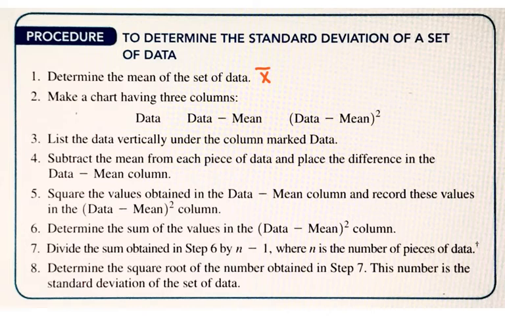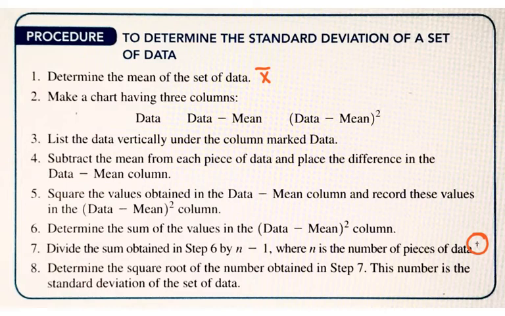Step number 7 will be to divide the sum obtained in step 6 by n minus 1, where n is the number of pieces of data. So when we are dealing with a sample standard deviation, we divide by n minus 1. Notice the little mark here. That's a side note, just to say that if we were looking for the population standard deviation, we would divide the value we got from that column by n.